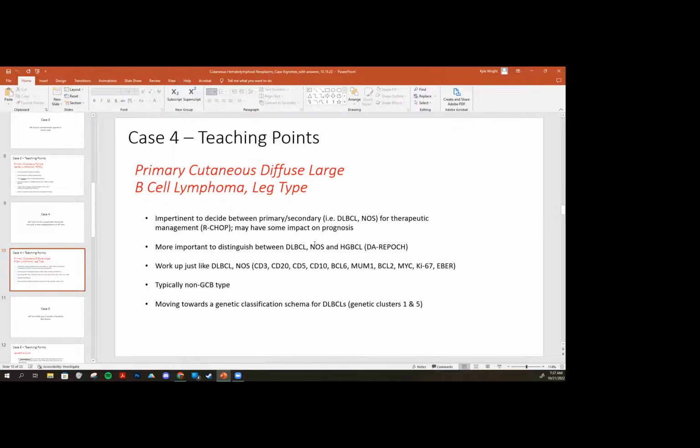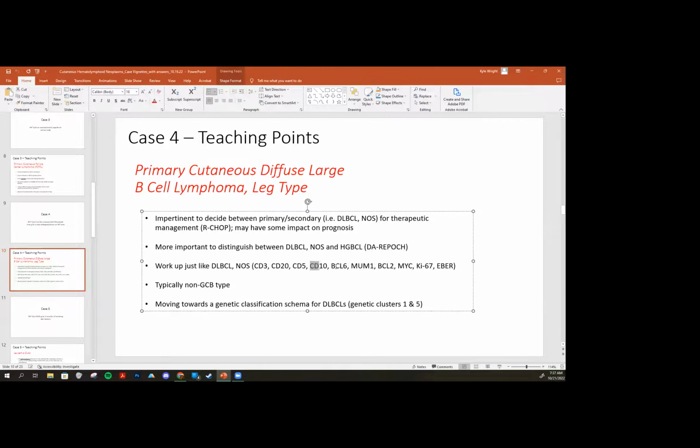That's kind of the most important discretion. Also, high-grade B-cell lymphomas typically do much worse than your DLBCL NOS, so it's important to make that distinction, but not necessarily primary versus secondary. I work these cases up exactly like I do a DLBCL in a lymph node. So I get a T-cell marker, a B-cell marker. I get CD5 because CD5 positivity in DLBCL has been shown to be an independently poor prognostic factor.